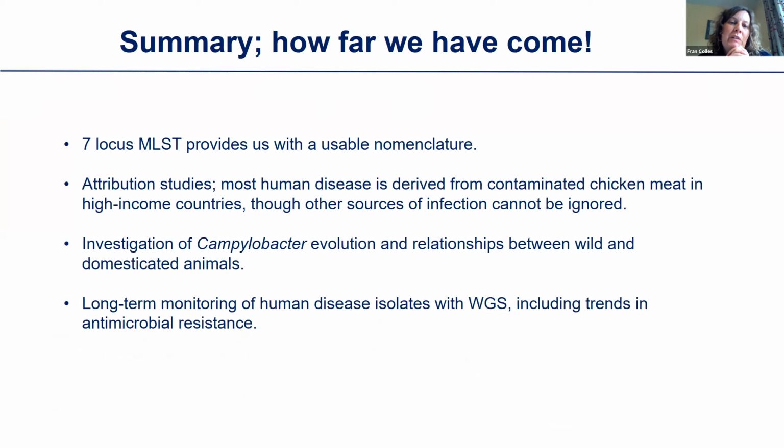Attribution studies have been really important so that we know most human disease is derived from contaminated chicken meat in high-income countries. Although I haven't had time to go into it, of course we can't afford to ignore other sources of infection, simply due to the sheer scale of human disease infection out there. And then it's been important to investigate the evolution and relationships of Campylobacter between the wild and domesticated animals. It's a zoonotic organism, so obviously it's complicated, don't we know it?